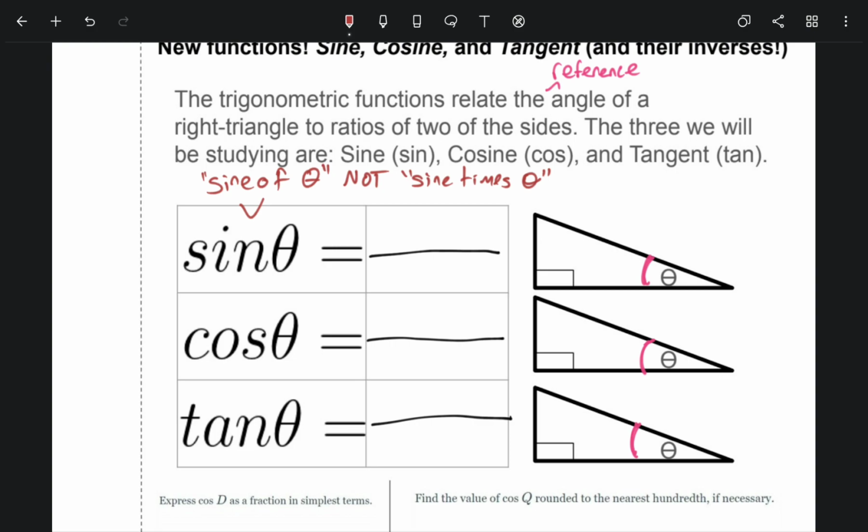Sine of your angle is equal to the length of the opposite side, right here, divided by the length of the hypotenuse. So sine of your angle is equal to the opposite over the hypotenuse. Cosine of your reference angle is equal to the adjacent side divided by the hypotenuse.